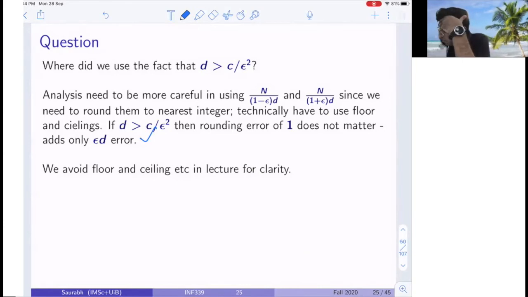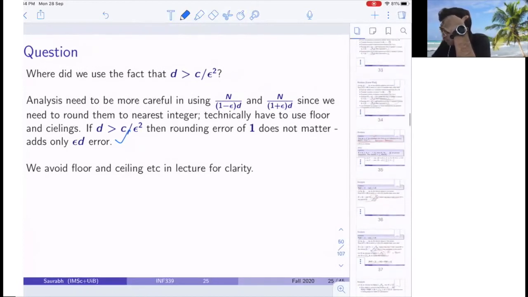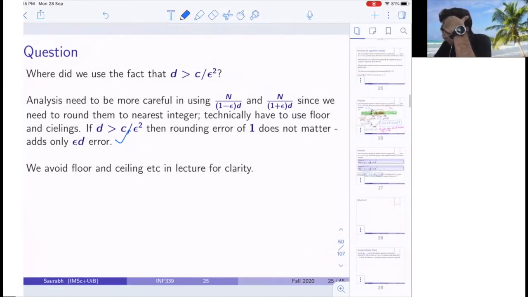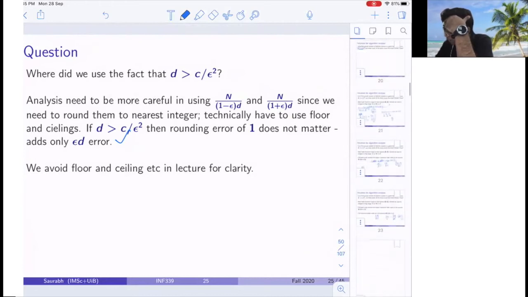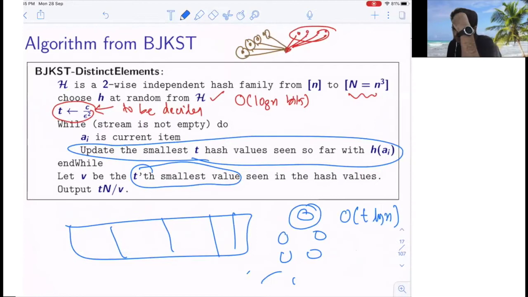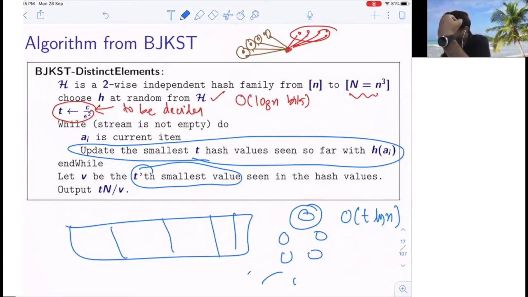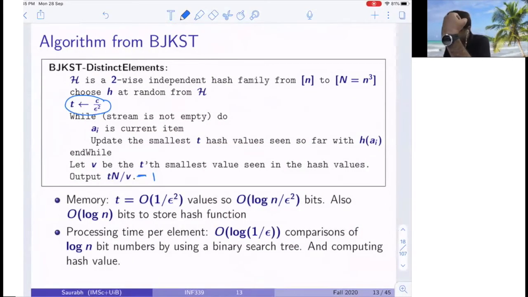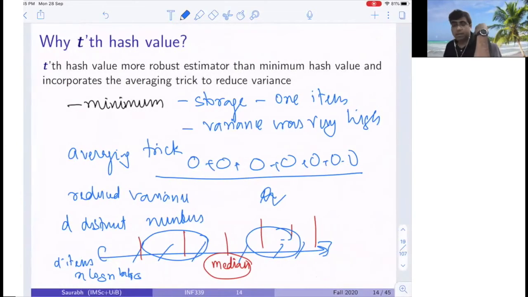So what is our take-home message from here? The take-home message is 3 things. First, the median is much better behaved with respect to outliers, because for it to go wrong, many random variables have to go wrong. That's one thing to take from here.